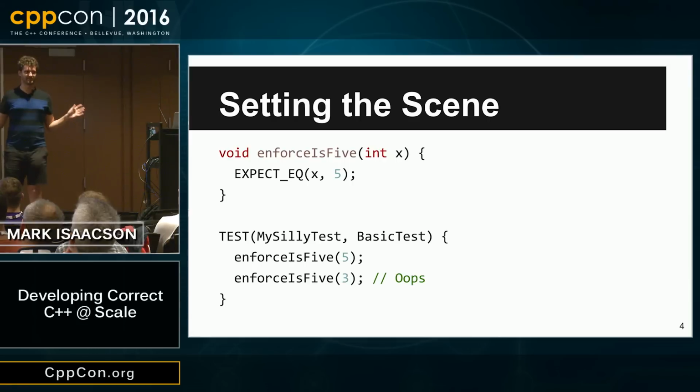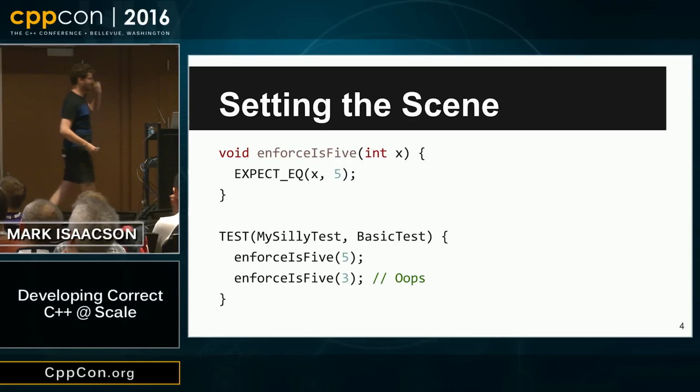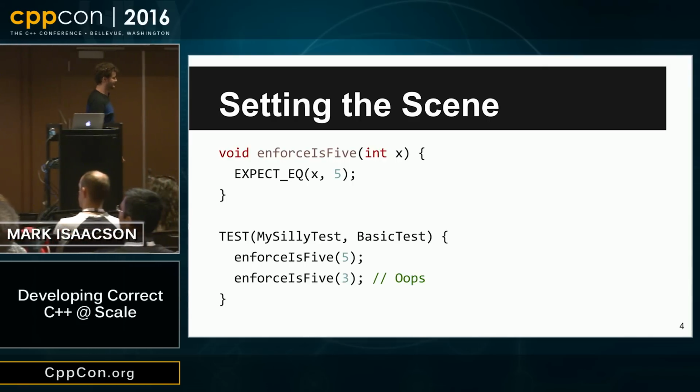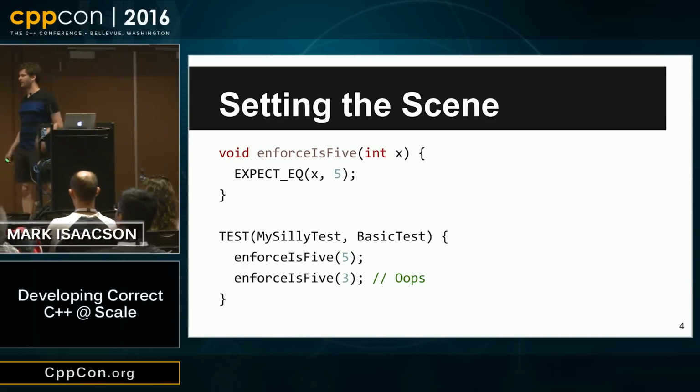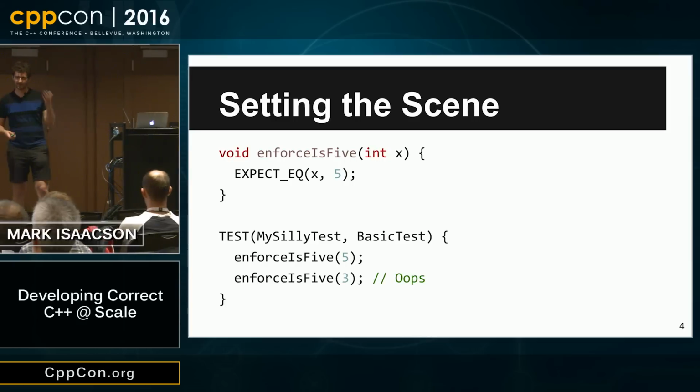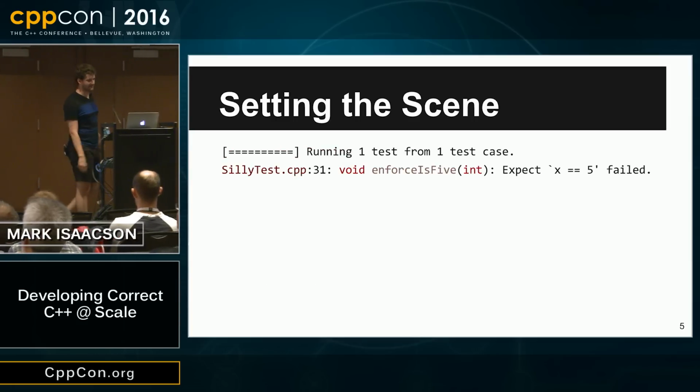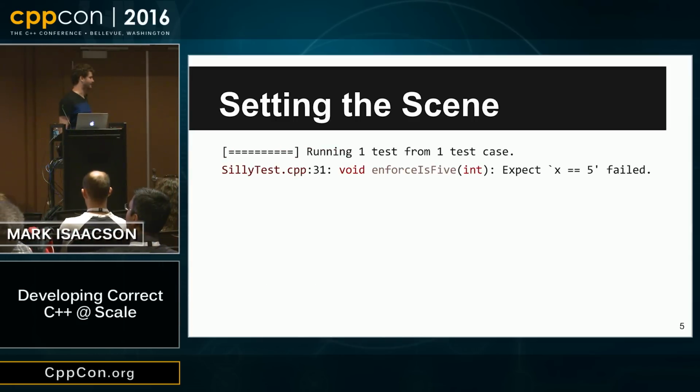So this is a terrible test, but here it is. I've got this enforces 5 function. It rejects any number that isn't 5. I've got a Google test, G-test thing at the bottom there. It calls it twice. One time it's OK, one time it isn't. Run this with standard G-test, and you're going to get something like the following.